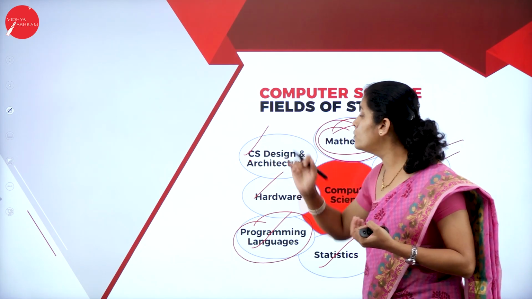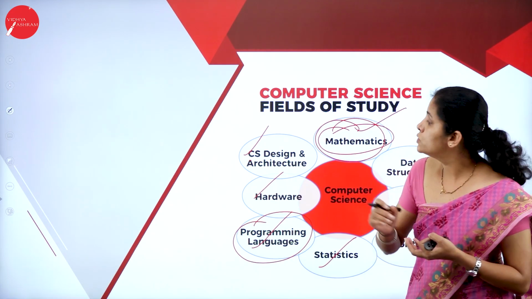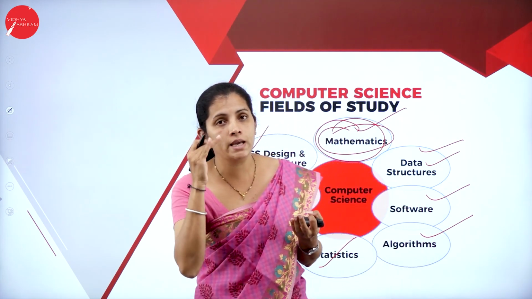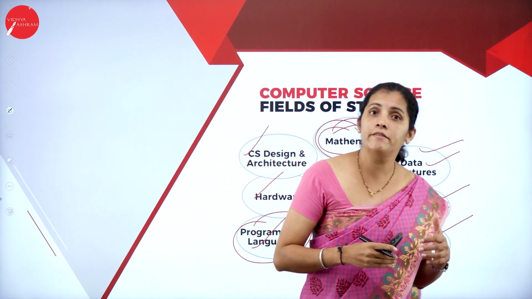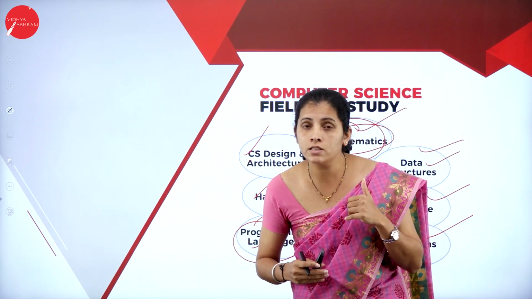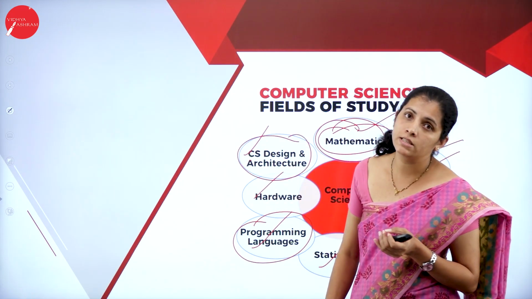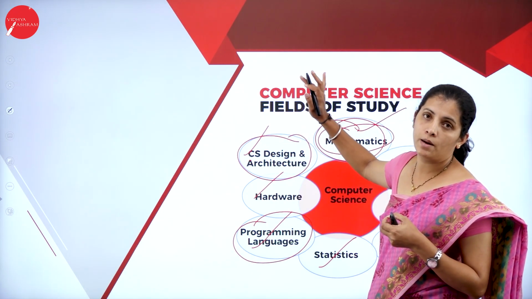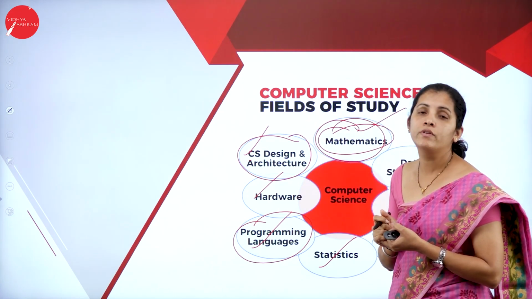And we are going to have computer system design and architecture. In computer system design and architecture, we are going to go in depth about the computer system, how the computer systems are architected, everything, how the computer systems are designed and how the systems are going to work. Everything comes under computer system design and architecture. So this is also a field of computer science. So these are some of the study fields of computer science.